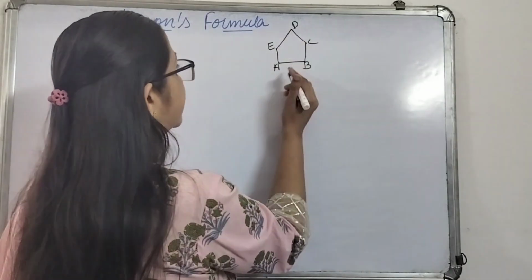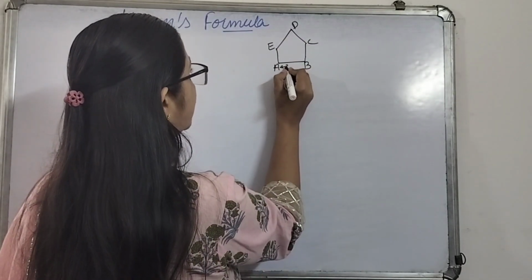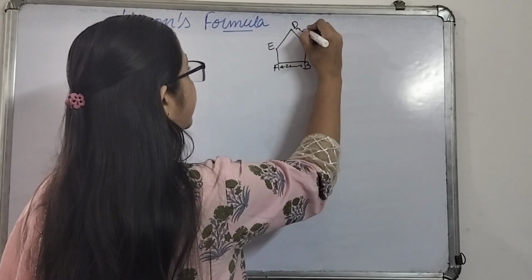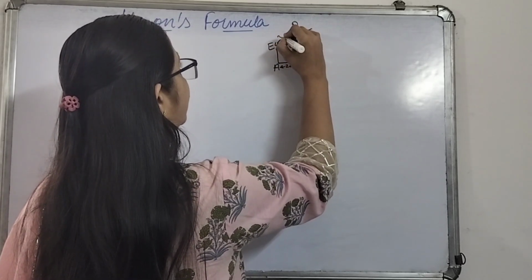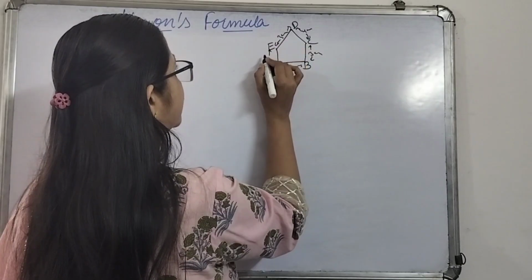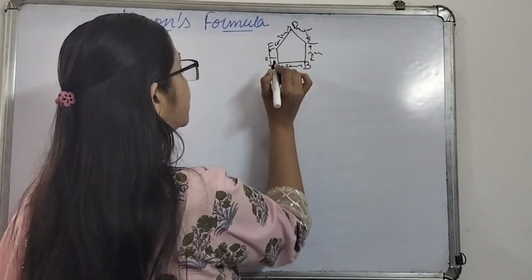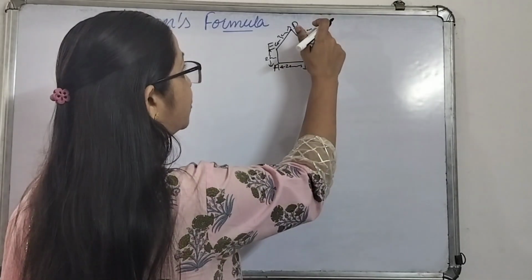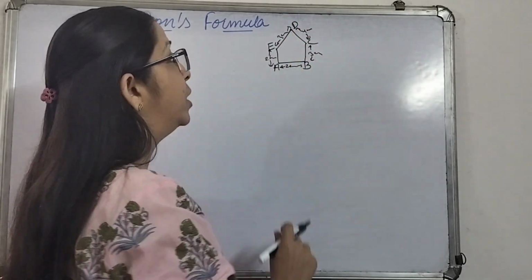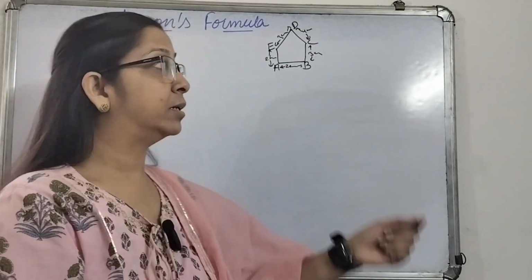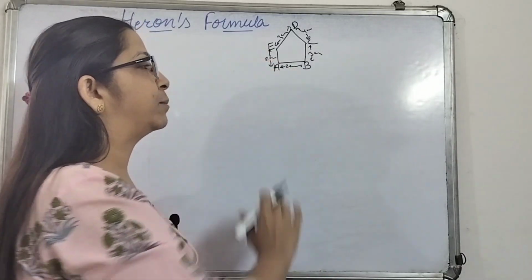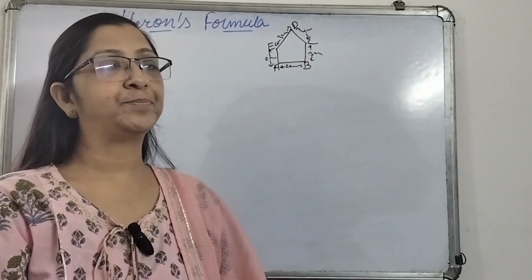If these lengths are in centimeter, suppose this is 2 centimeter, this is 3 centimeter, this is 4 centimeter, this is again 3 centimeter, and say this is 2 centimeter. So the perimeter will be 2 plus 3 plus 4 plus 3 plus 2, and it will be in centimeter because the unit over here is centimeter. So the unit for the perimeter will also be centimeter.